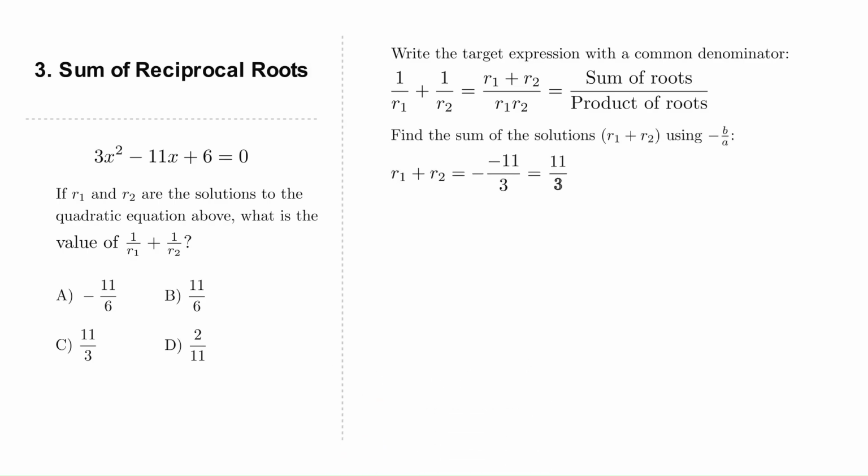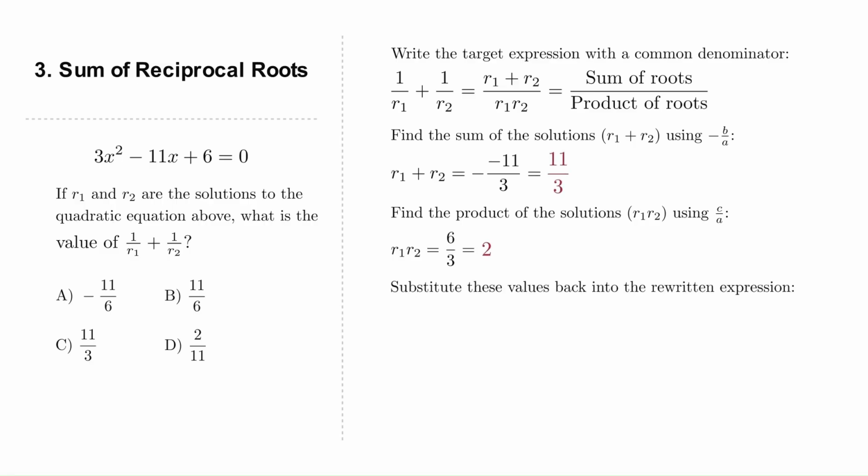First, the sum of the roots is 11 over 3. Next, the product of the roots is 2. Finally, substitute these values into the rewritten expression. We obtain that the sum of the reciprocals of the roots is 11 over 6. Therefore, the correct answer is choice B.